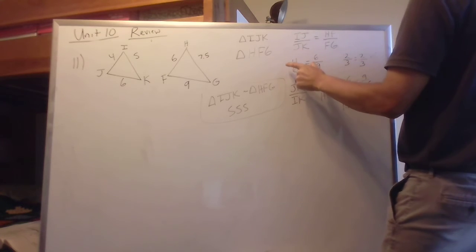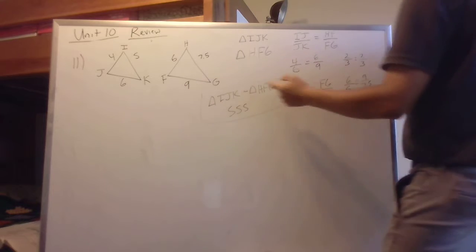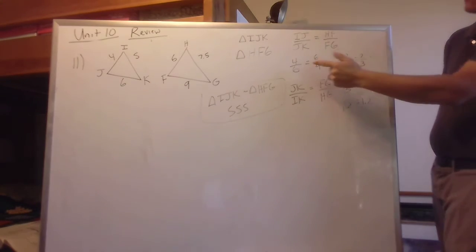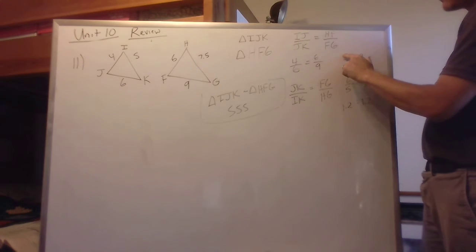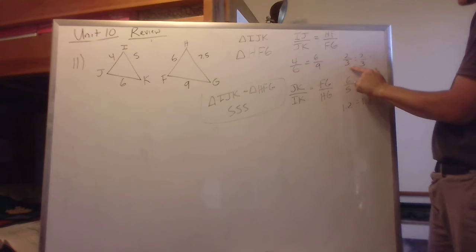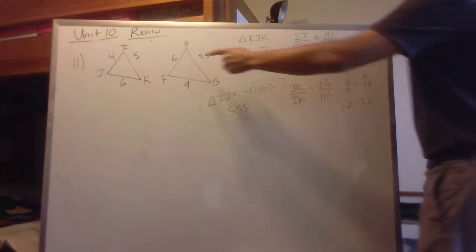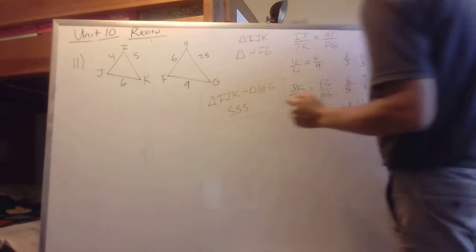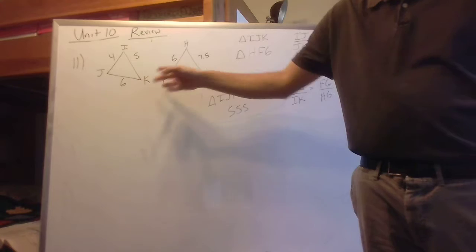So when I plug it in, we have 4 over 6 equals 6 over 9. Is that a true statement? When we reduce 4 over 6, we go 4 divided by 2, that equals 2. 6 divided by 2 is 3. And then we reduce 6 over 9, that gives us 2/3 and 2/3. So it is, these two sides are similar. But we're not done.